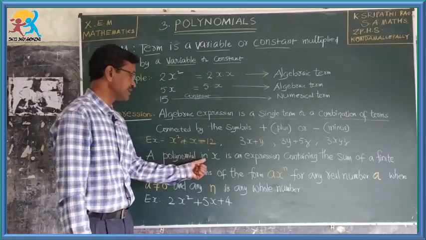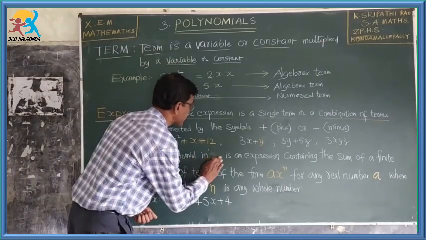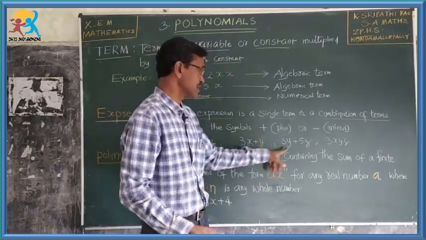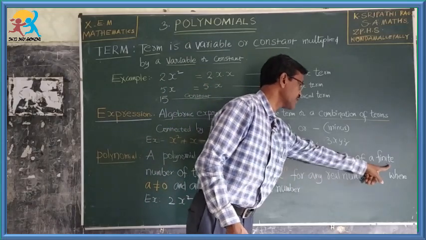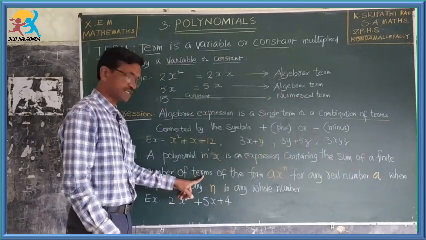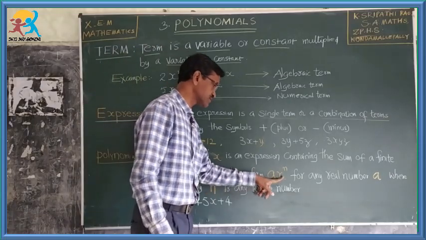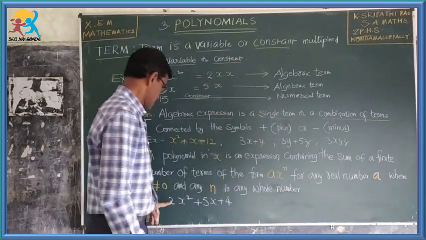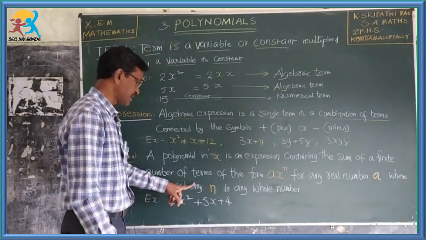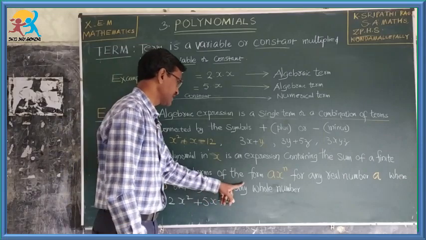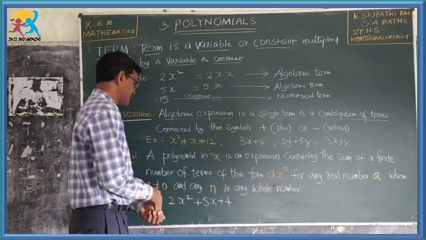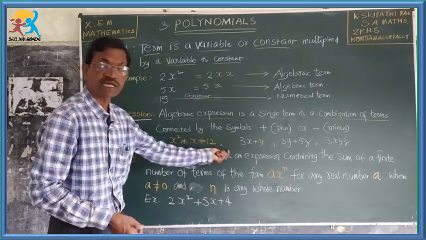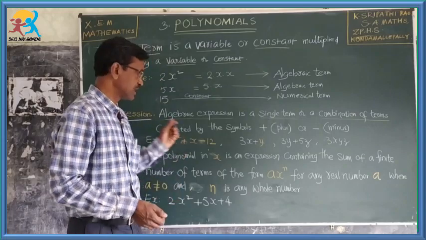A polynomial in x is an algebraic expression containing the sum of a finite number of terms of the form ax to the power of n, for any real number a where a is not equal to 0, and n is any whole number. Here let us understand this concept slowly.